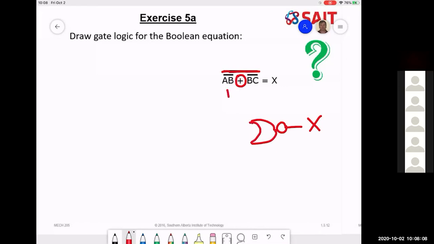I've got 2 inputs. First input, oh, there's an inversion. There's my bubble. And it's A and B together.